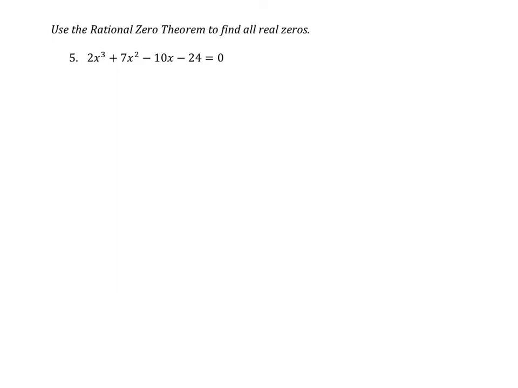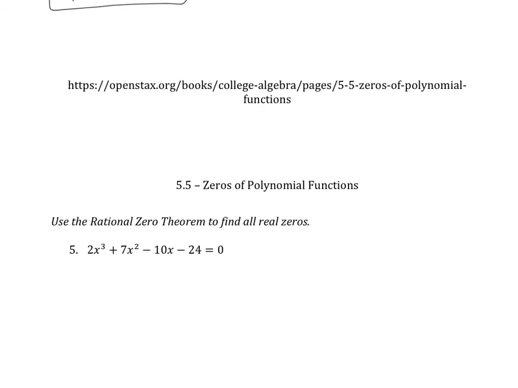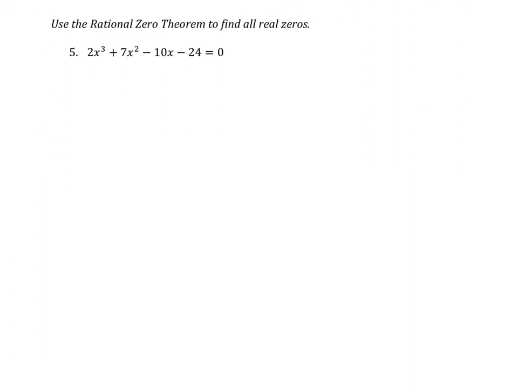So remember that p, let's go back, p is the constant and q is the leading coefficient. So think about it as working backwards. So our factors of q are 1 and 2. Our factors of 24, well, there's quite a few. There's 1, 2, 3, 4, 6, 8, 12, 24. Okay, so 1 times 24, 2 times 12, 3 times 8, and 4 times 6. Those are all the ways to multiply to get 24.